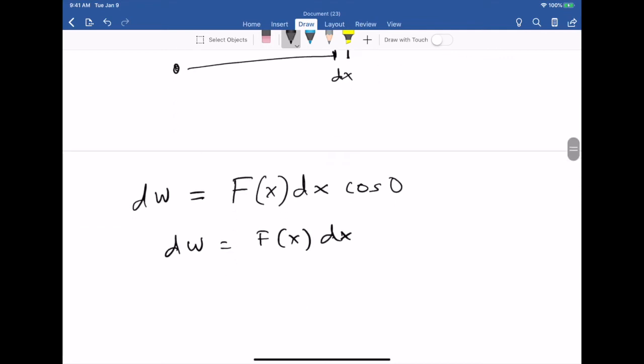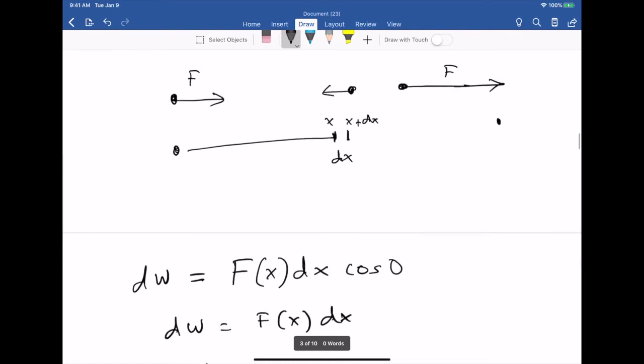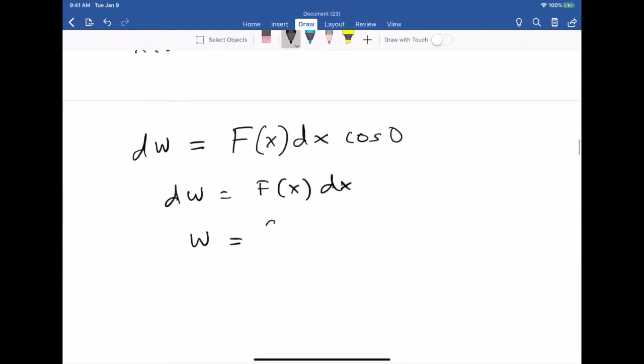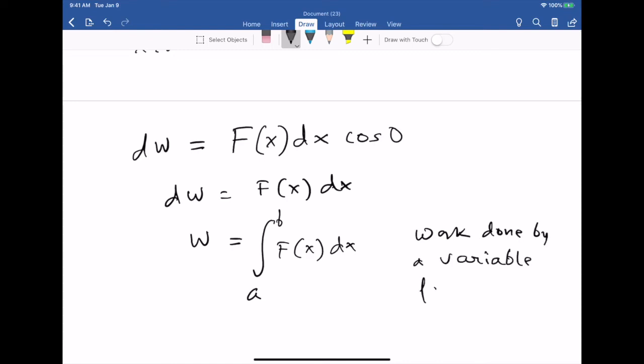And so the total amount of work done as the particle goes from point A to point B, so from x equals A to x equals B, would just be the integral from a to b of f of x dx. And that is how you find the work done by a variable force in one dimension.